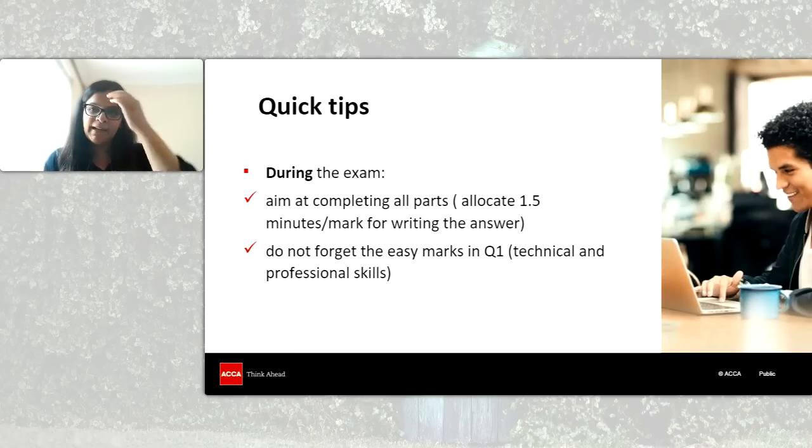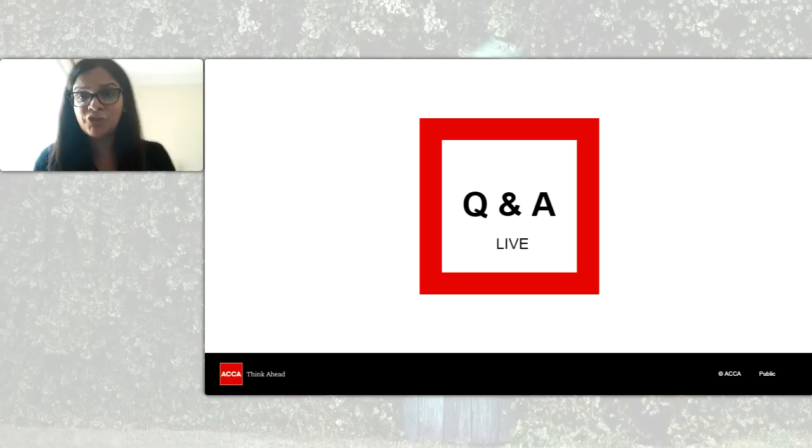During the exam, and this is something that I've spoken about already, please make sure you allocate time to each requirement. Do not forget the easy marks related to materiality, etc. There are lots of videos on ACCA websites which talk about this, because this would be a huge gap that you can fill simply by making sure you have knowledge of the relevant marks that are always there.